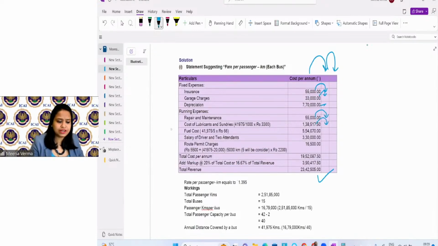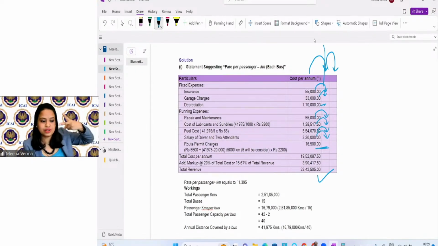Lubricant costs increase by 8%. Fuel costs increase by 8%. Salary of the driver increases by 8%. Route permit charges remain the same. Then whatever figure you get here, because for the next 2 years the inflation will be applicable.